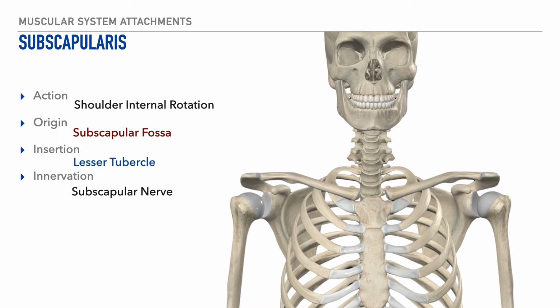The final rotator cuff muscle is the subscapularis, and its action is internal rotation of the shoulder. This muscle originates on the subscapular fossa, and we'll show that origin point here. And one of the things that's important to note also is that the origin covers the entire subscapular fossa, although a single point is being shown here to mark this area. And its insertion is the lesser tubercle. Finally, the innervation of the subscapularis muscle is the subscapular nerve.